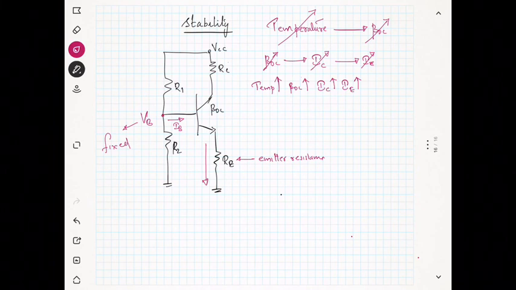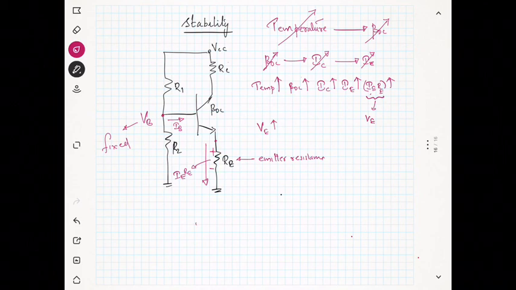But you know the voltage across RE is nothing but IE RE. So what will happen? The voltage IE RE also will increase because of the increase in IE. What is this IE RE? It is nothing but VE. Since VE increases, what will happen?